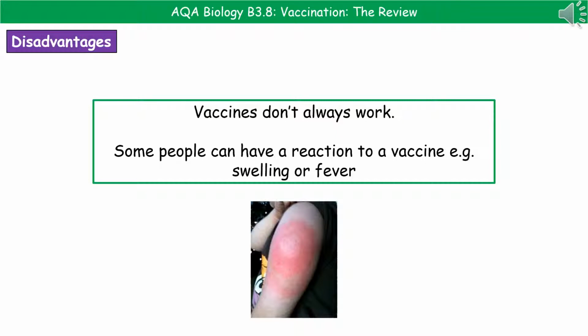Of course, there are also some disadvantages to vaccination. First and foremost, they don't always work. Sometimes you'll have had a vaccination, but you won't get immunity from it. The second is that some people can have a reaction to a vaccine. This could be something like the swelling, as you can see in the picture at the bottom there, or you might get a fever afterwards.